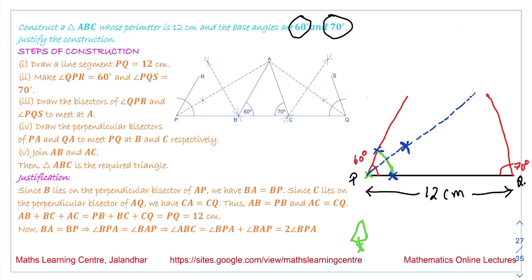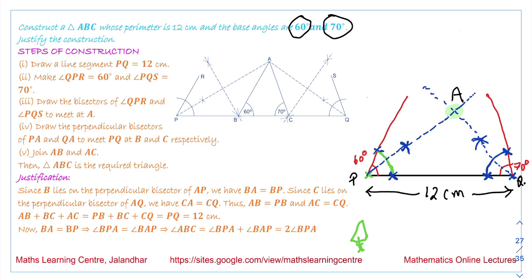Similarly at this point Q, we keep the compass and draw an arc over here. Next we keep the compass at this point and draw an arc over here. We keep the compass at this point and draw an arc over here, and we join these 2 points. On joining these 2 points we obtain this line, and the point where these two angle bisectors intersect, we call this point A. Suppose this is the point A.